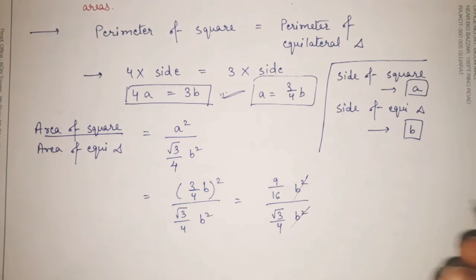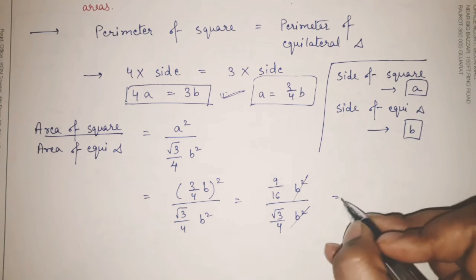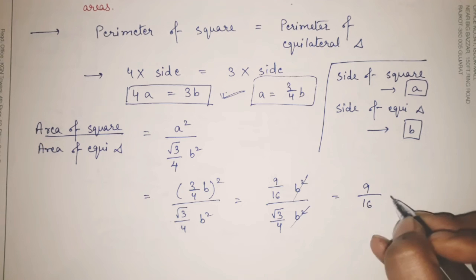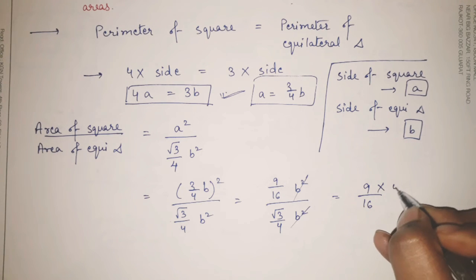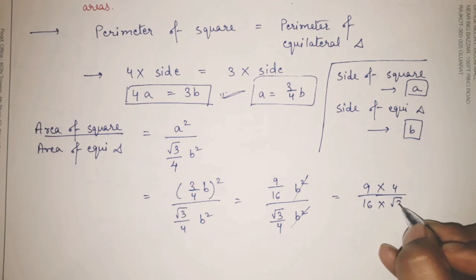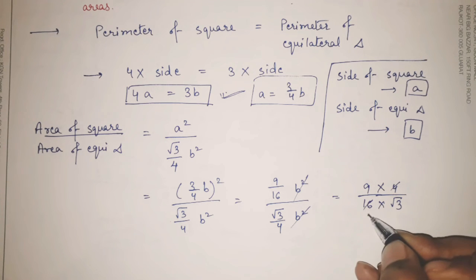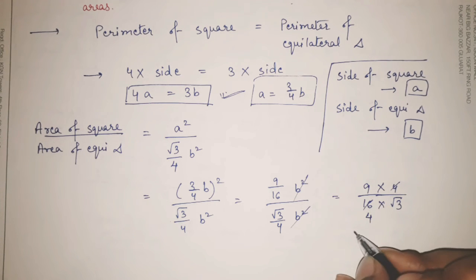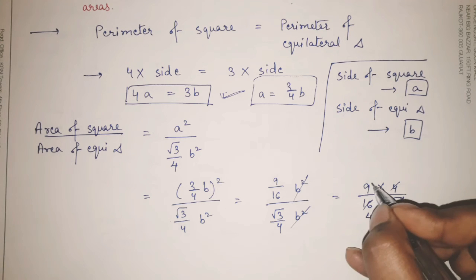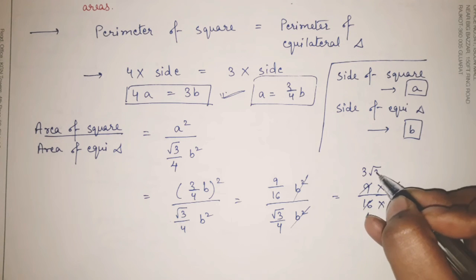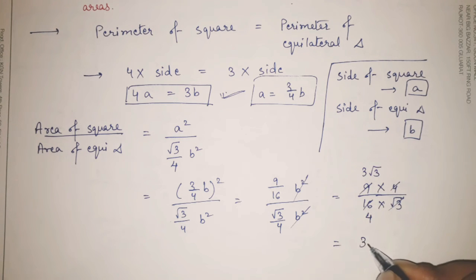So B square is cancelled. We have to solve this. So 9 divided by 16, this 4 will go here and here we are having root 3. So 4 into 4 is 16. So here we have root 3. So 3 root 3. Okay. So we got 3 root 3 divided by 4.